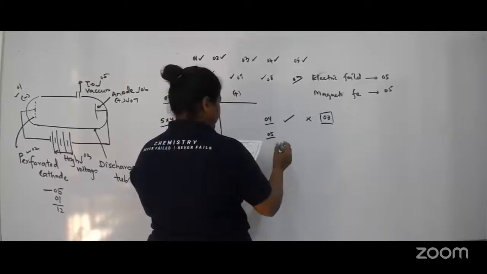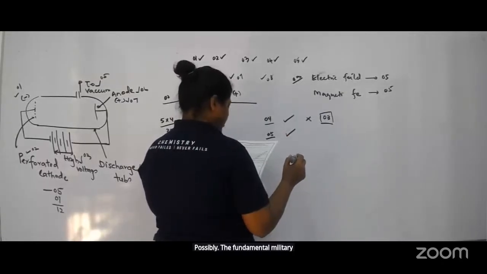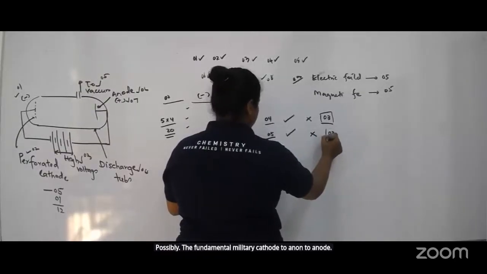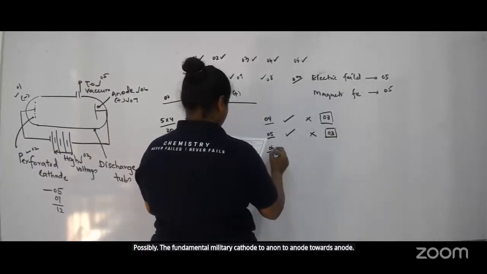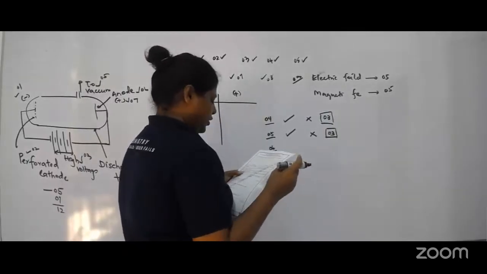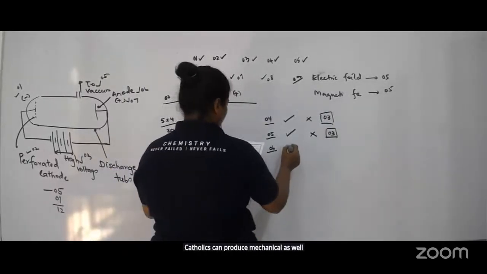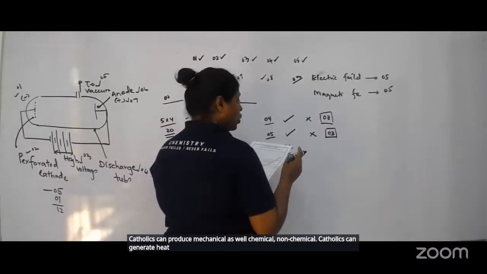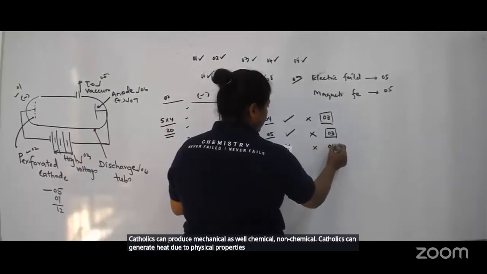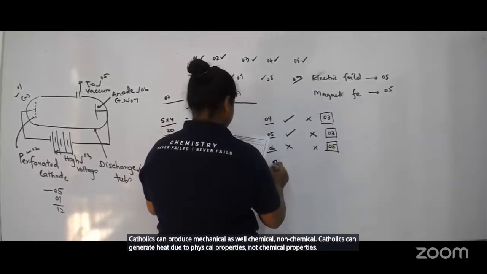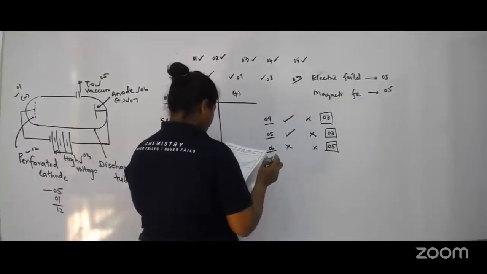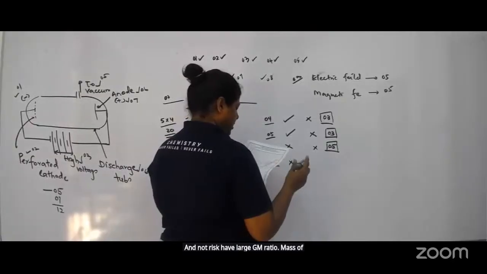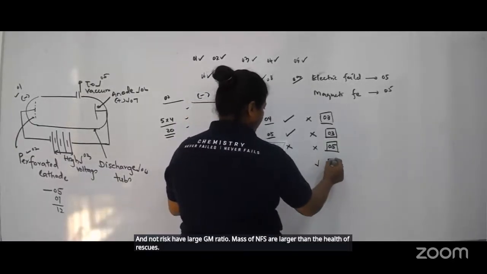The fundamental unit carrying electricity is the electron. Electrons travel from cathode towards the anode. Cathode rays can produce mechanical as well as chemical effects? No, not chemical. Cathode rays can generate heat due to physical properties, not chemical properties. Anode rays have a large e/m ratio? No, lower. The mass of anode rays is larger than cathode rays. Yes. Answer.